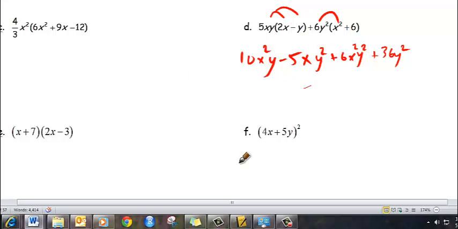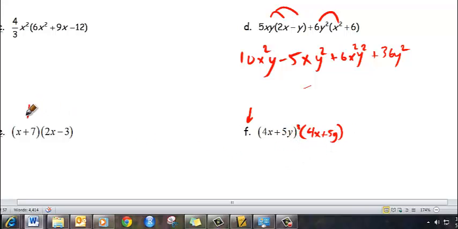Alright, of all the problems on this little topic, the one that I'm worried about the most is f, because I'm going to get a lot of 16x squared plus 25y squared, and that's not what it is. Something squared means you're going to take itself times itself. So you're multiplying something by itself. So 5 squared is 5 times 5. 4x plus 5y squared is 4x plus 5y times 4x plus 5y.